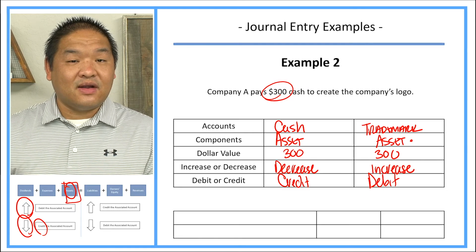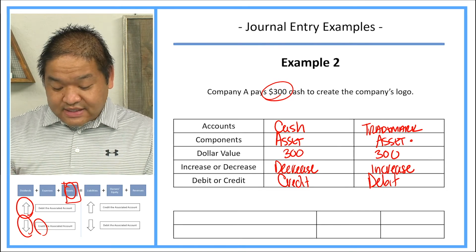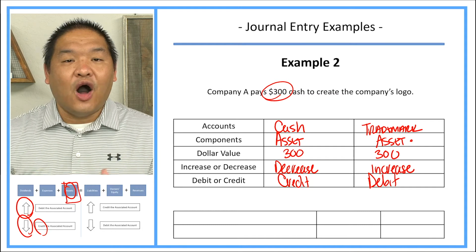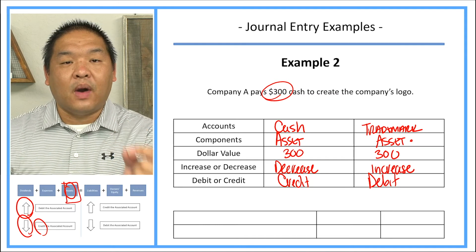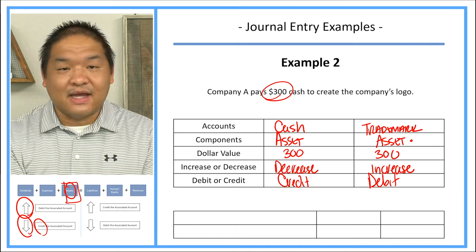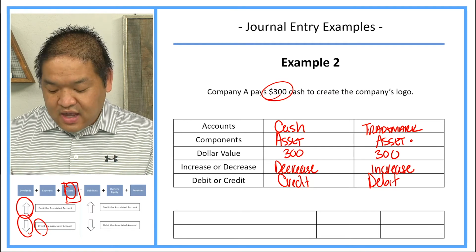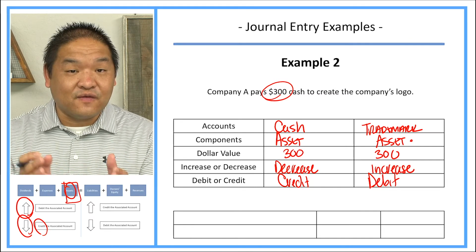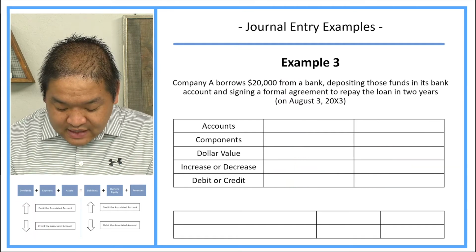Okay. Now notice here, both of them are assets. All I'm really doing at this point is exchanging one asset for another asset. That's all I'm doing. So in this case here, I've got a debit and I've got a credit. So first things first is the debit. So I'm going to debit trademark.